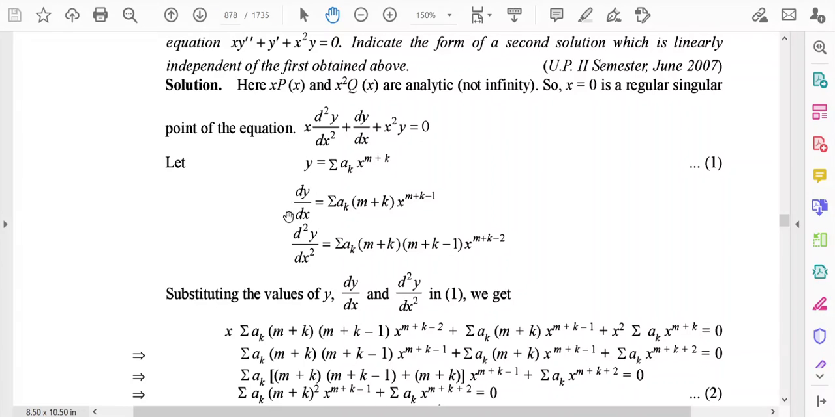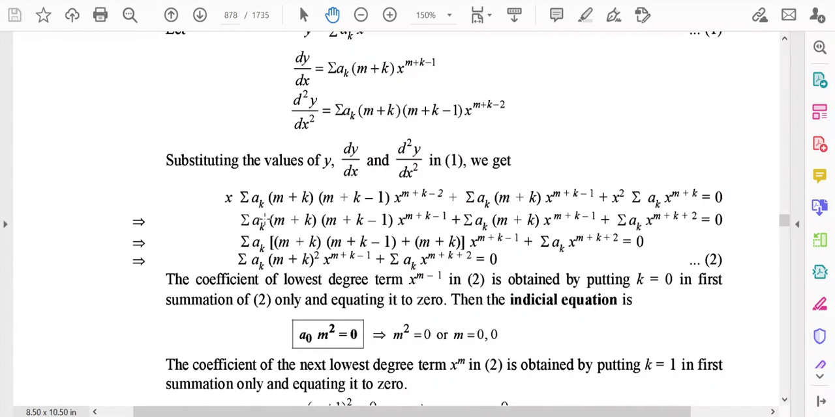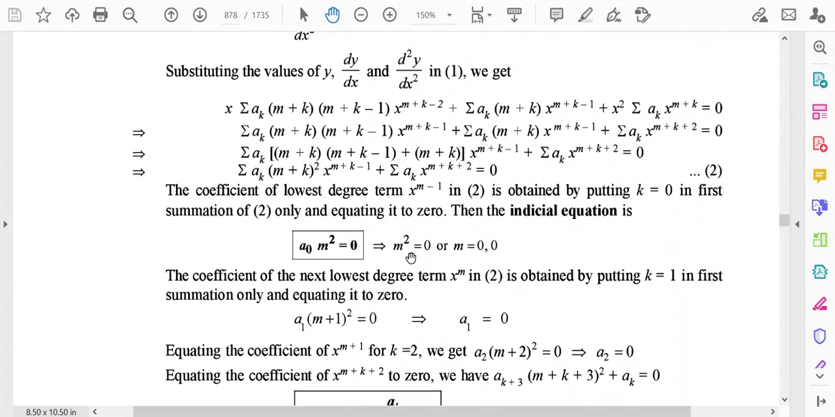So you have to calculate dy by dx, then d square y by dx square, then substitute all these values in the given equation. So we have put all these values in the given equation. Then you have to rearrange, you have to multiply x with this factor, then multiply x square with this factor, then rearrange and simplify. So after simplification, equation 2 can be obtained. So equation 2 is sum a_k into (m plus k) whole square x to the power m plus k minus 1 plus sum a_k x to the power m plus k plus 2 is equal to 0.